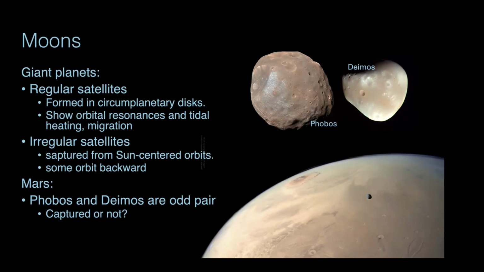And one of them is migrating outward while the other is migrating inward and will eventually form rings around Mars. For those reasons, it seems like a crazy coincidence for them to end up in that kind of configuration and to have been captured. So the jury's still out on whether Phobos and Deimos were captured asteroids or whether they formed around Mars.